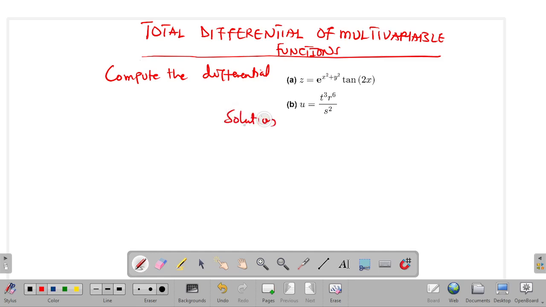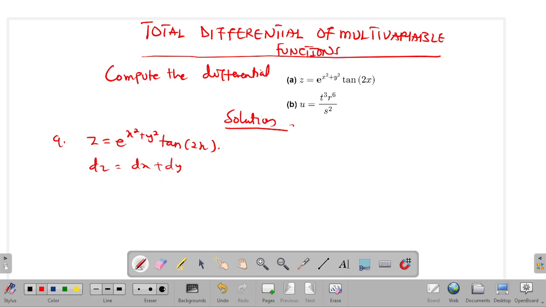So let's quickly start. The very first one is z equal to e to the power x squared plus y squared, times tan 2x. Total differential means that you are going to differentiate with respect to each variable and you add. So dz will be equal to the partial of z over x dx plus the partial of z over y dy.